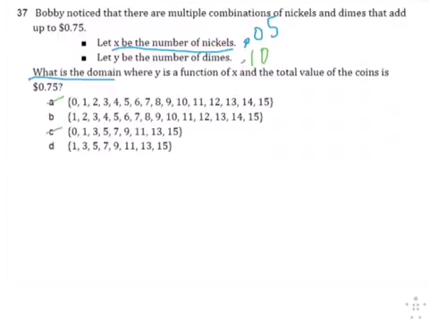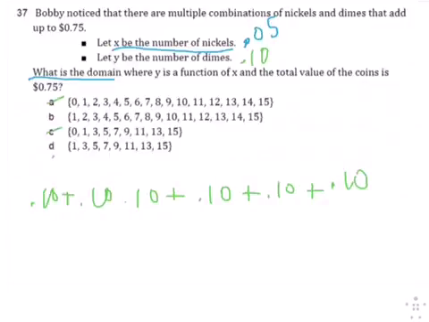So we look at B. We have 1 could work, okay, because you could have 6 dimes. So it would be 0.10 plus 0.10 plus 0.10 plus 0.10 plus 0.10 plus 0.10. So that's 1, 2, 3, 4, 5, 6. So that's 60 cents.